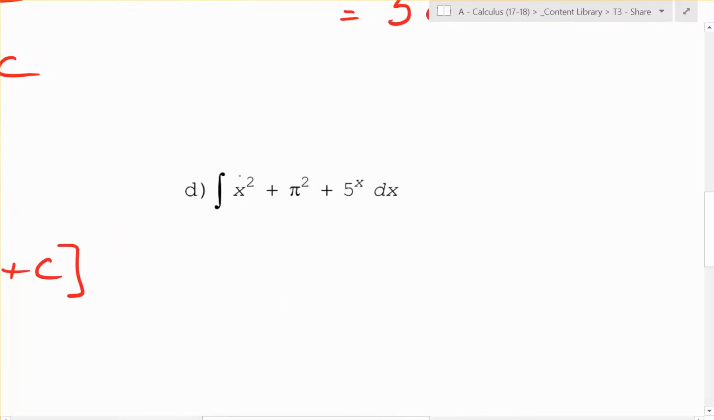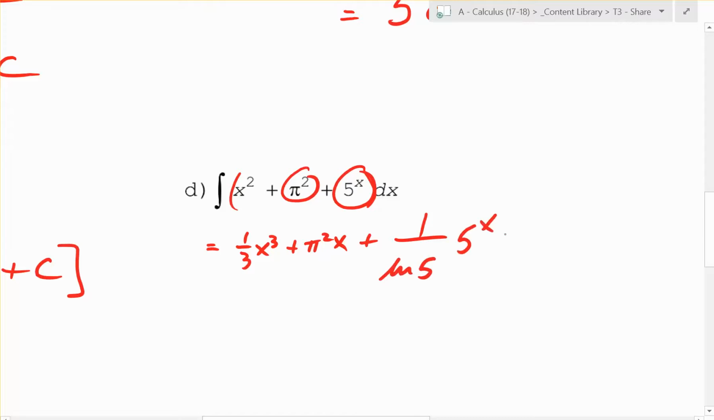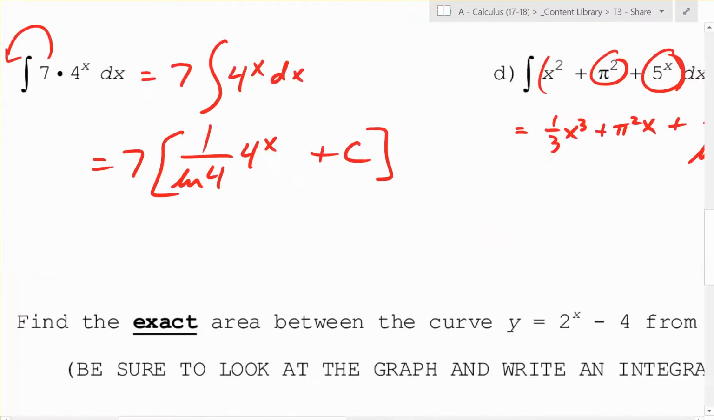What about this one? Well, we know that the antiderivative of x squared is 1/3 x cubed. This is a constant, so it's going to be pi squared times x. And what's the antiderivative of 5 to the x? It's going to be 1 over ln 5 times 5 to the x, and then you add the plus c.